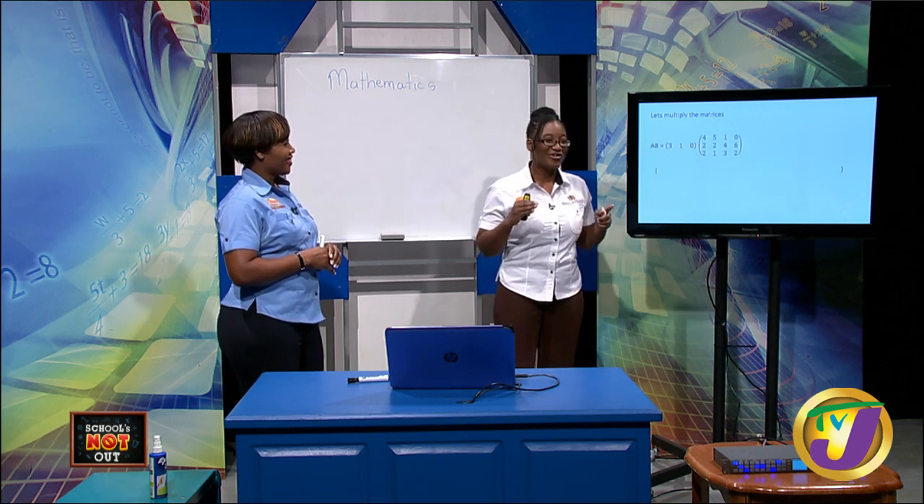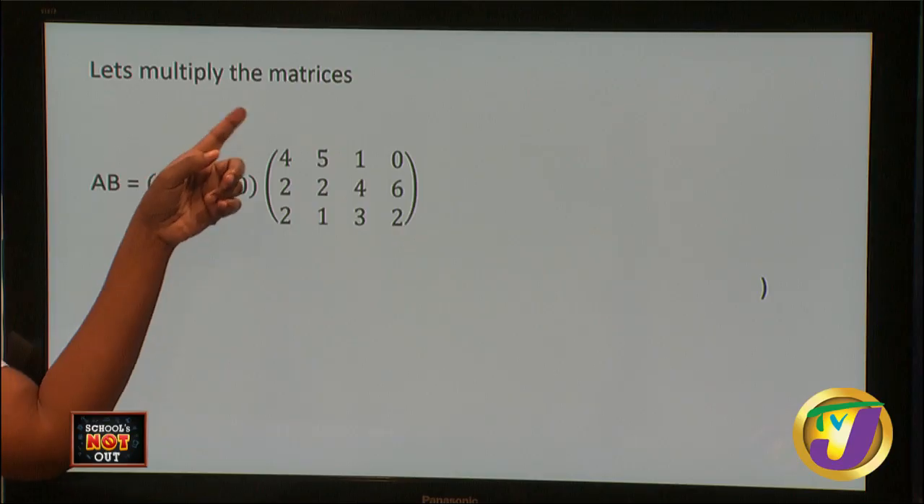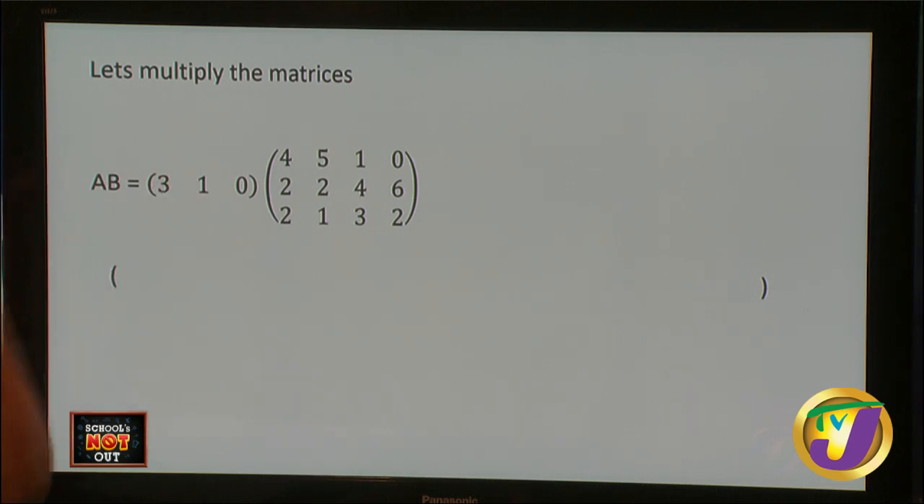It was row by column, row by column. So, row in the first matrix multiplied by the column in the second matrix. All right, so let's see if we can help our students here, Tam.